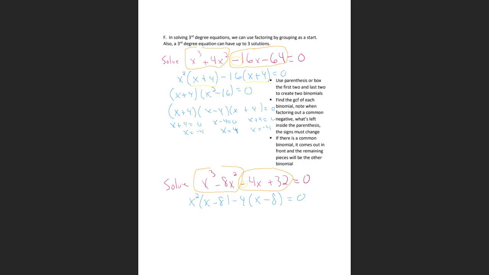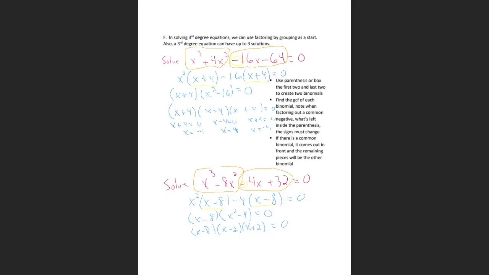So now I'm looking for a common binomial. The x minus 8 is in common. So I'm going to pull the x minus 8 out, and then I'm going to have this x squared minus 4. Notice how again it's a difference of squares, because 2 squared is 4. So the x minus 8 is okay, but the x squared minus 4 is factorable. It's a difference of squares. It's going to factor into x minus 2 times x plus 2.